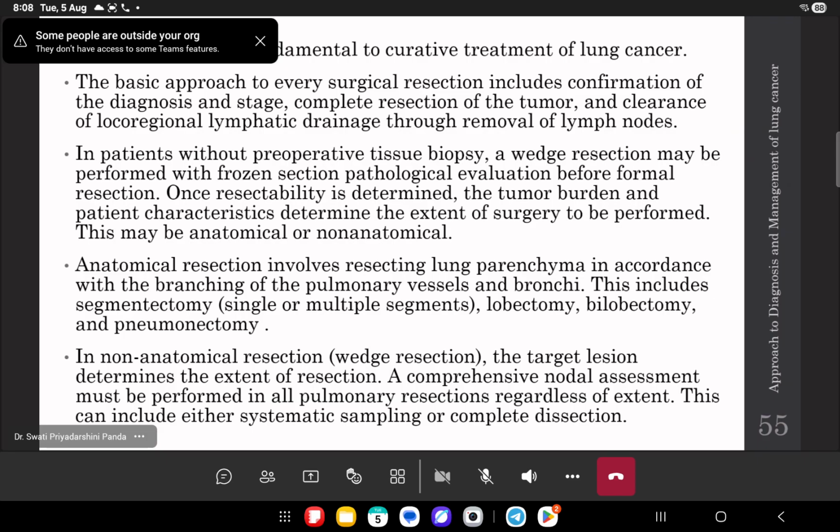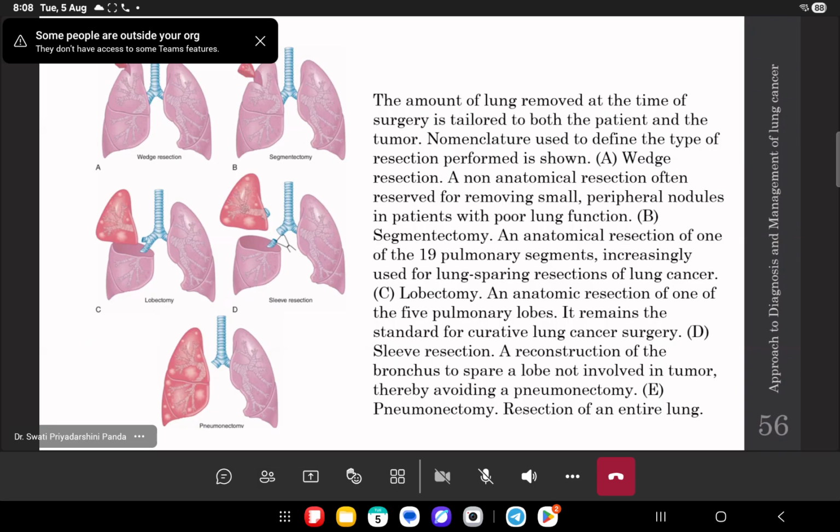This may be anatomical or non-anatomical. Anatomical resection involves resecting the lung parenchyma in accordance with the branching of the pulmonary vessels and bronchi. This includes segmentectomy, single or multiple segments, lobectomy, bilobectomy, and pneumonectomy. In non-anatomical resection, like wedge resection, the target lesion determines the extent of resection. A comprehensive nodal assessment must be performed in all pulmonary resections, regardless of the extent. This can include either systematic sampling or a complete dissection. This is the image of the wedge resection, segmentectomy, lobectomy, sleeve resection, and pneumonectomy.